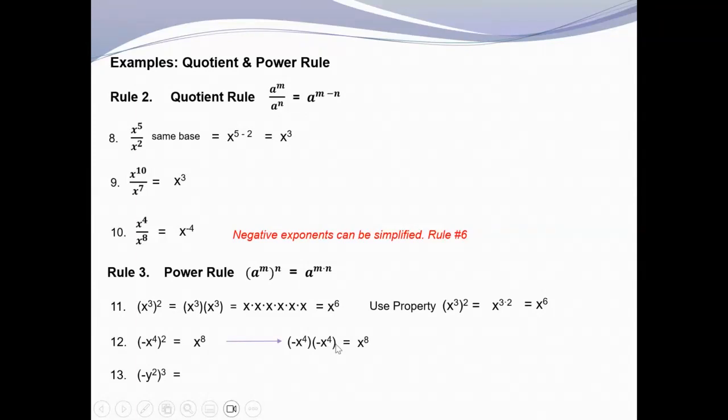Number 13, we have negative y squared to the third power. Since this is negative and is raised to an odd power, it's going to be negative, because any negative raised to an odd power will be negative. This will give you negative y to the 6th. Let's break it down. This will give us negative y squared times negative y squared times negative y squared. Negative y squared times negative y squared will give you y to the 4th. Then when you multiply it times another one, it's going to give us negative y to the 6th.